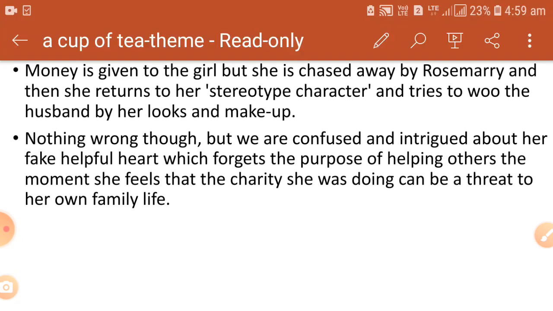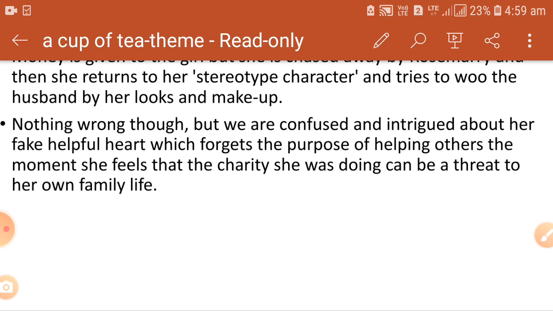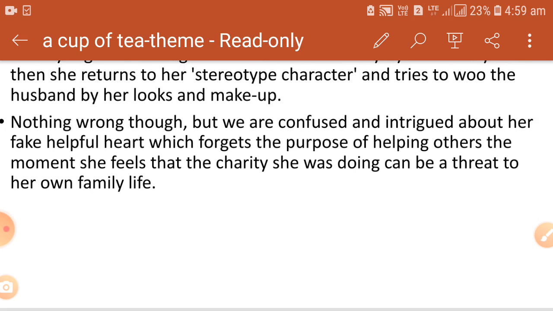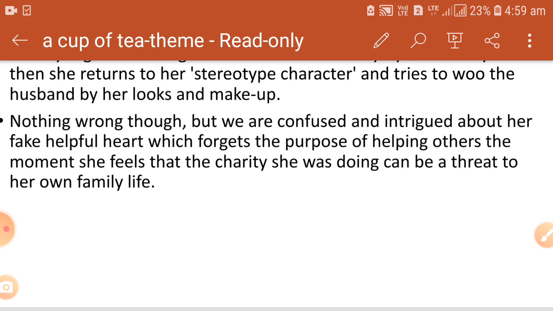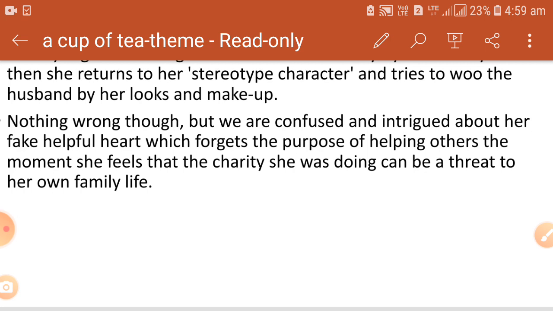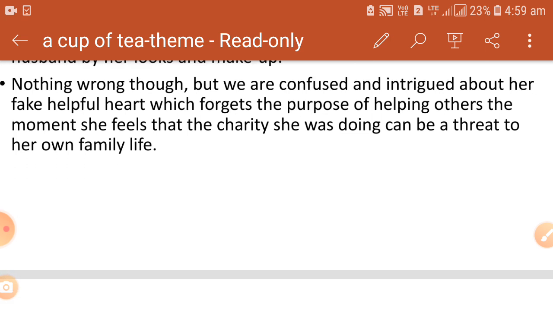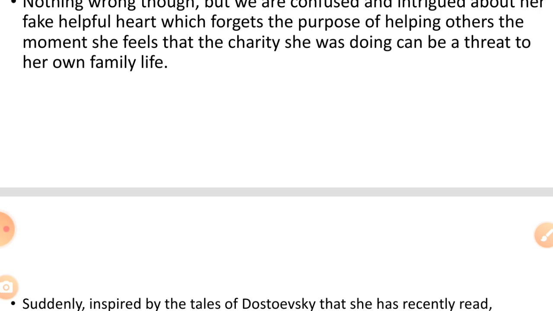In this story, the audience, the readers, are confused because they don't like the idea of Rosemary, who seems to be very social in service, but she forgets the purpose of social service, charity, because she is afraid of the consequences that she might be doing wrong for her husband.